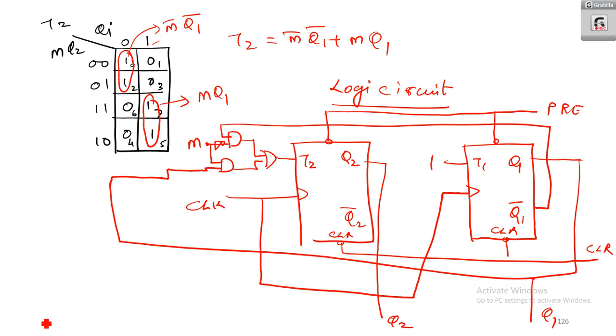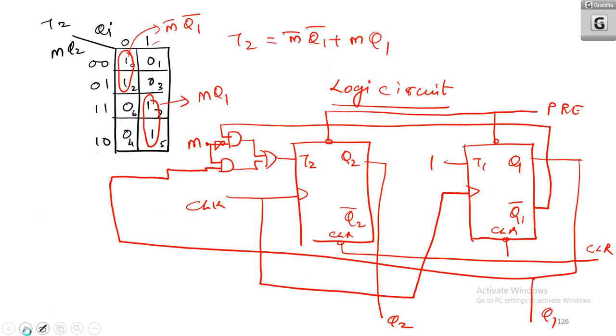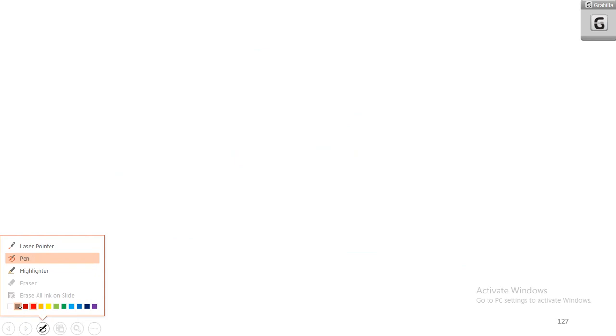So that is regarding the design of the mode 4 up-down counter. Mode 4 means it can count 4 states, that is 0, 1, 2, 3. That means only 2 bits are required. Now coming to the third question.